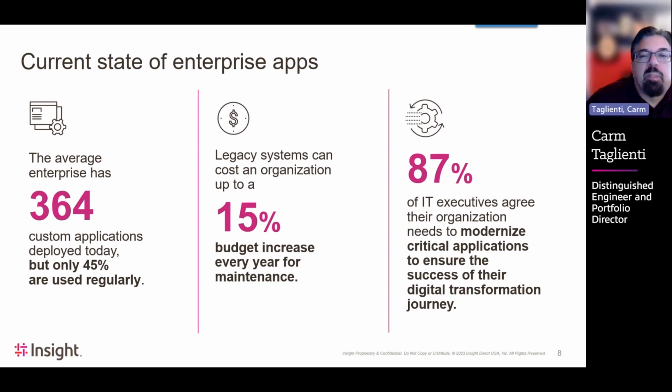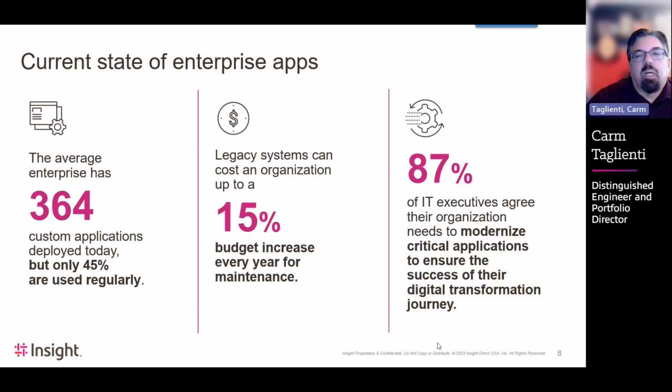Or you could look at legacy systems. They can cost an organization up to 15%. So you can look at upgrades: are there new, more advanced systems, maybe SaaS systems, that you no longer need to license or deploy internally, that might allow you to take advantage of some of the inefficiencies that exist within legacy systems or legacy applications. And then 87% of IT executives are looking at modernization of critical applications so that they can realize their digital transformation goals. So really important characteristics.